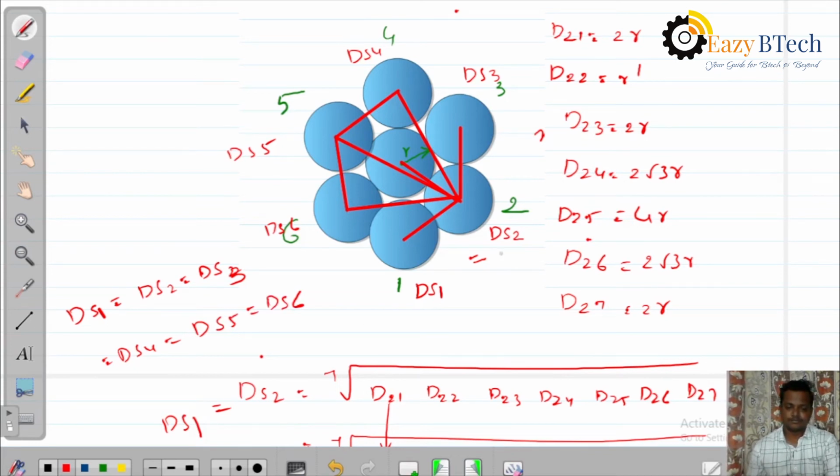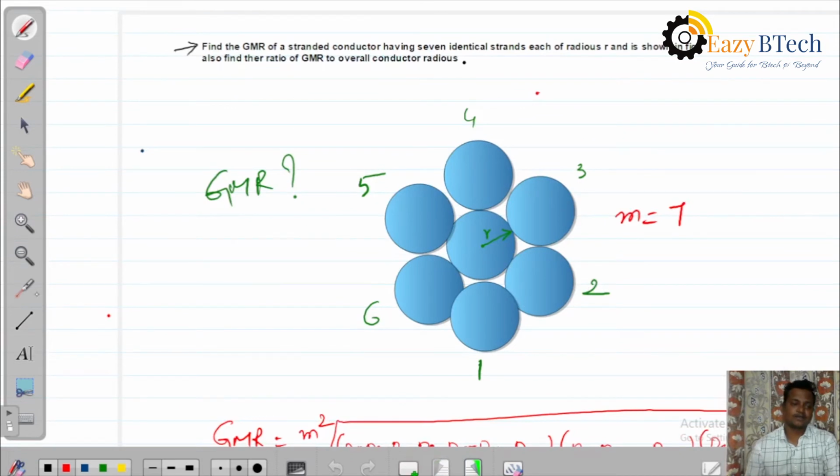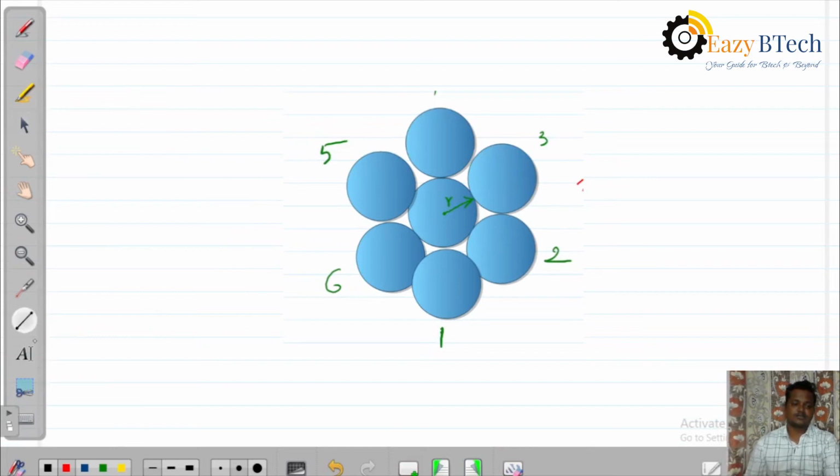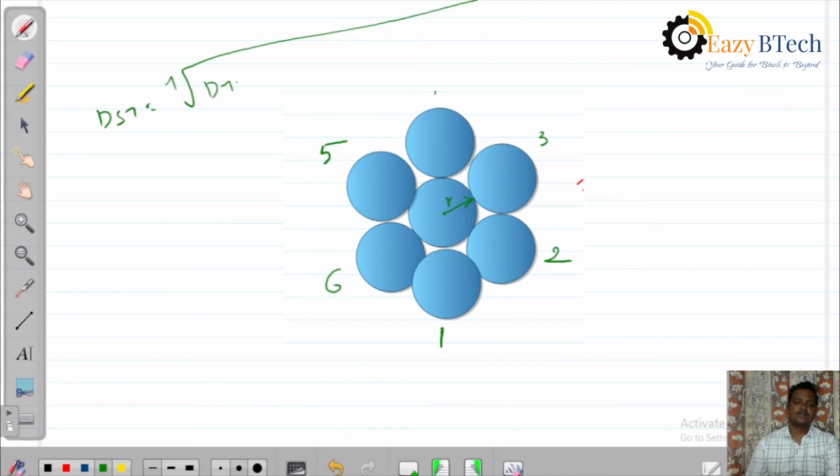Therefore, we can calculate one term, but there is another term, that is DS7. How can we calculate DS7? Yes, we need to calculate DS7. That is different. DS7 is different. Now we have to calculate DS7. DS7 equals the 7th root of D71, D72, D73, D74, D75, D76, D77. First, we need to calculate D71. How much is D71? This is the 7th conductor.